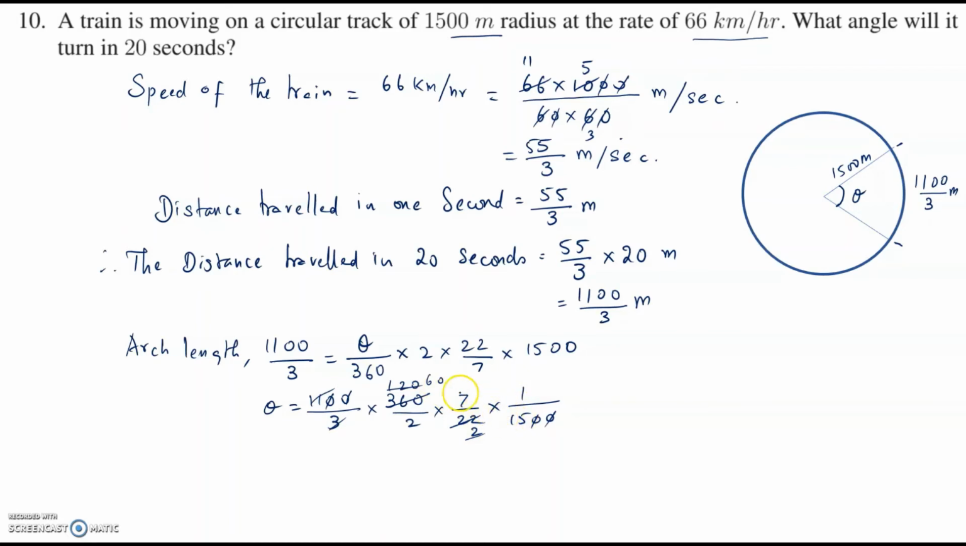Then further the 60 is 4 times 15. So you're left with a 2, so your answer is 14 degrees. So our answer is, the train turns in 20 seconds with an angle theta equal to 14 degrees.